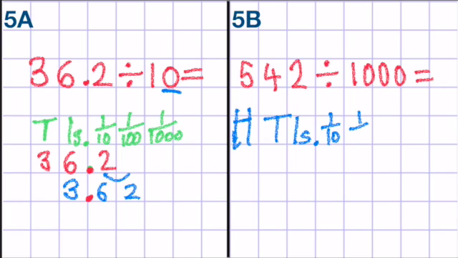Okay, now 542. So we've got hundreds, tens, ones, tenths, hundredths, thousandths. So 542. And we're going to divide by 1,000.